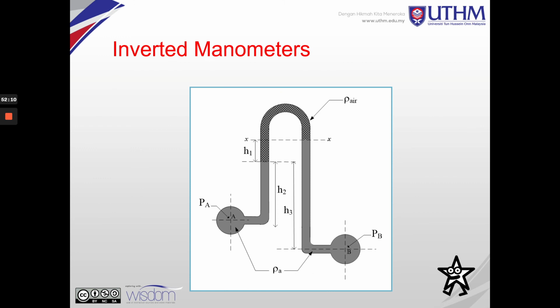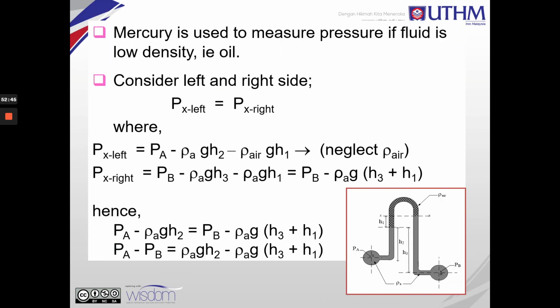So this is an inverted manometer. In the inverted manometer, we have two pressures, pressure A and pressure B, and we have the density of air here and the density of water here. This is X here, with H1, H2 and H3. The equation uses Px left and Px right.